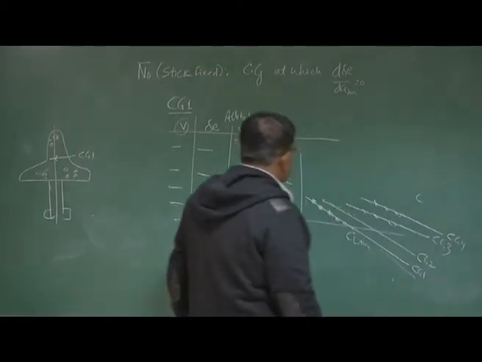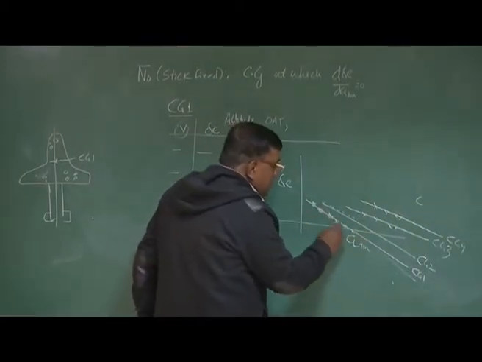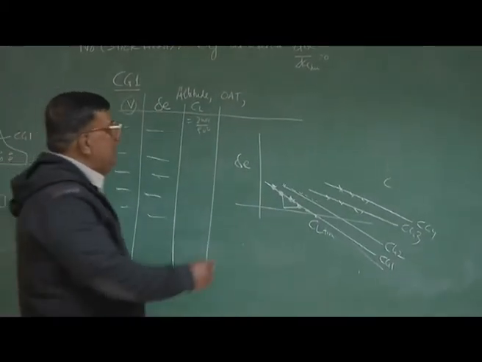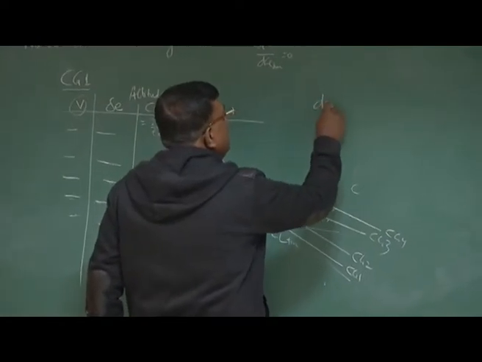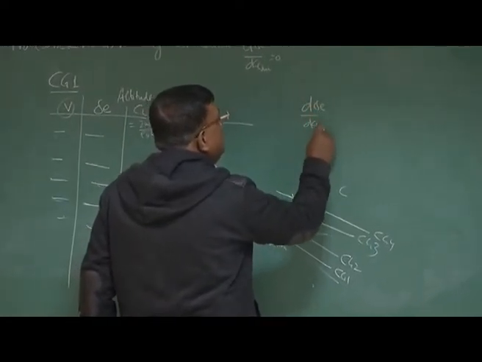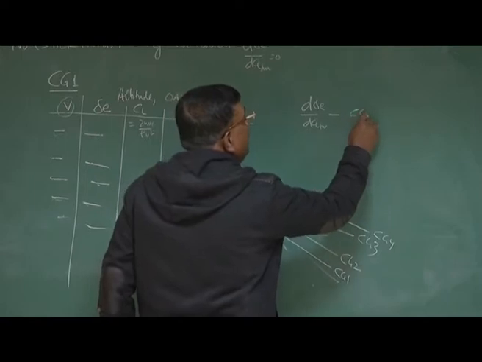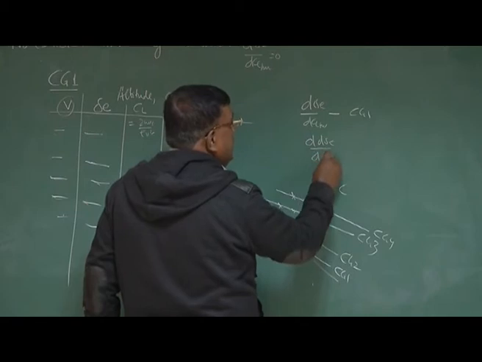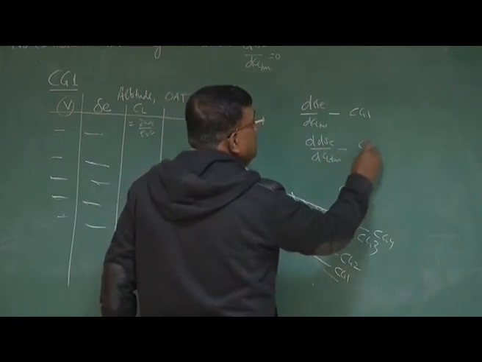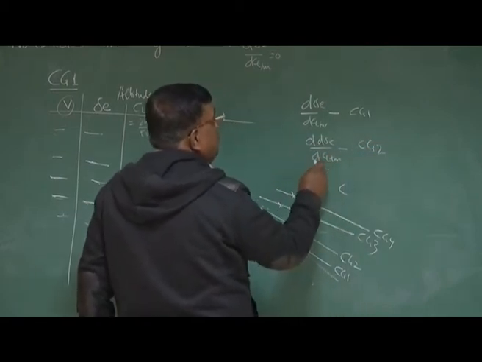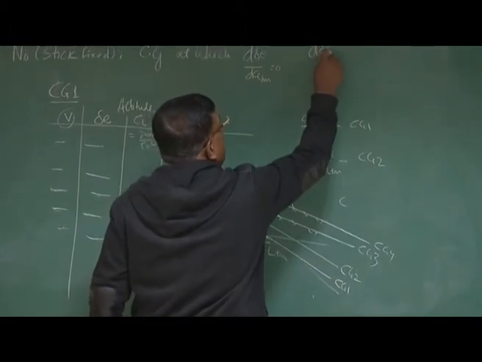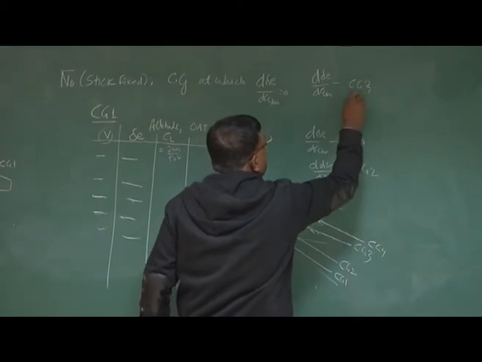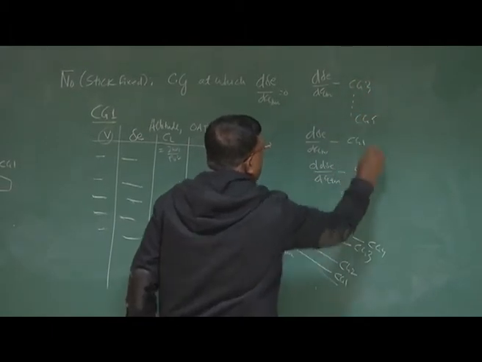So what is the way? You take each graph, take their slope. So what is the slope will give you? This is nothing but d delta E by dCL trim for CG1. Similarly, we will have d delta E by dCL trim for CG2. Like this, you will have d delta E by dCL trim for CG3. So you can have for many points, say CG5.